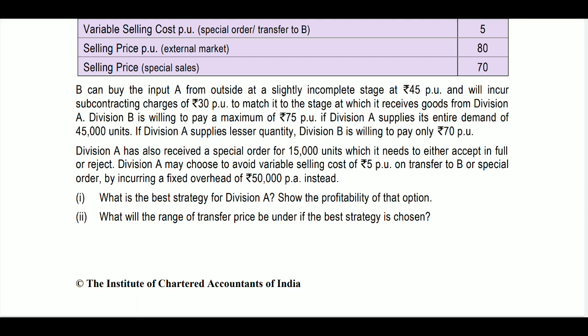And for division B, for the 15,000 units, avoid the full variable cost. Selling cost will be 5 rupees per unit on transfer to B. For the special order, incurring fixed overhead of 50,000 per annum is the alternative. Okay, what is the best strategy for division A? Show the profitability of that option. And what will be the range of transfer price if the best strategy is chosen.